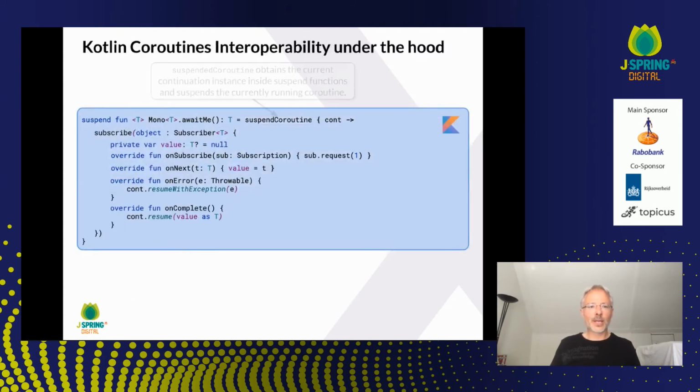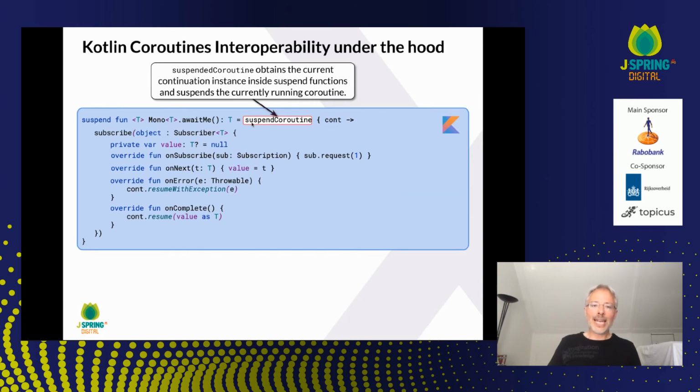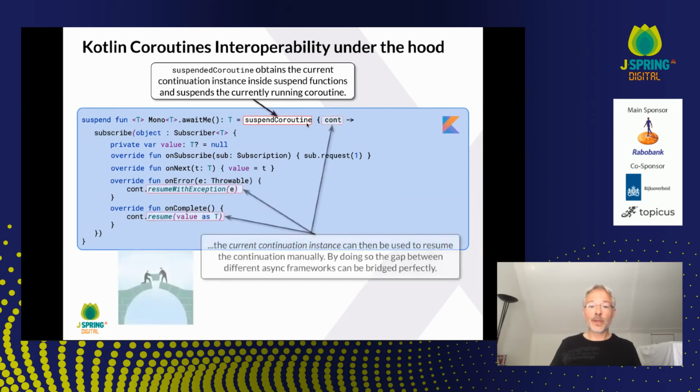Quite simple. So here I create my extension method. I say every Mono gets an await me method if I import it. Then what we also can do is get a handle to our continuation. Before we got a handle to our coroutine scope, but you also can have a helper method to get a handle to the continuation. Once you have the continuation, we can do the gluing.